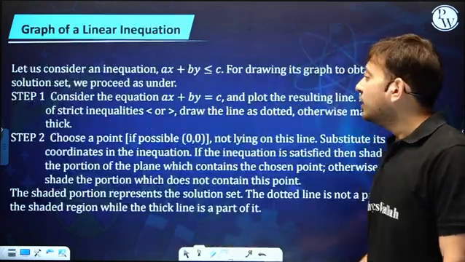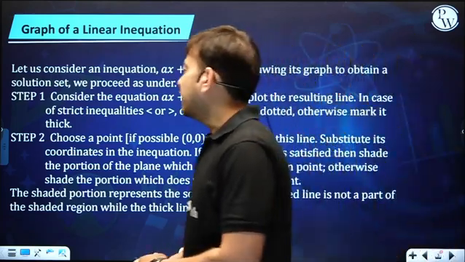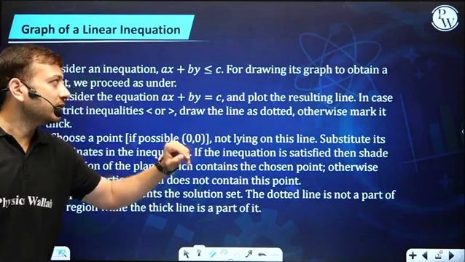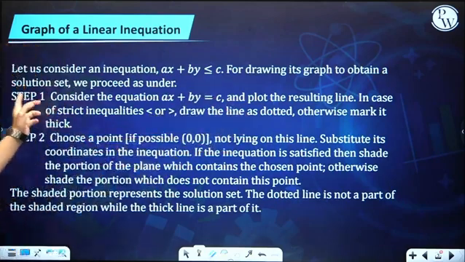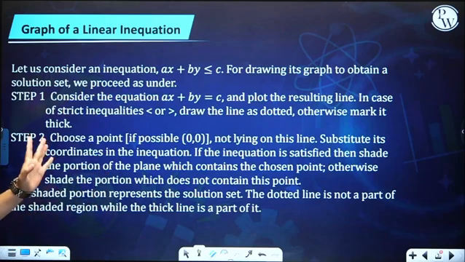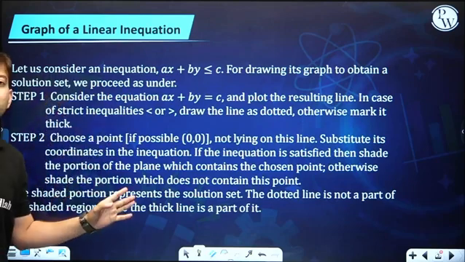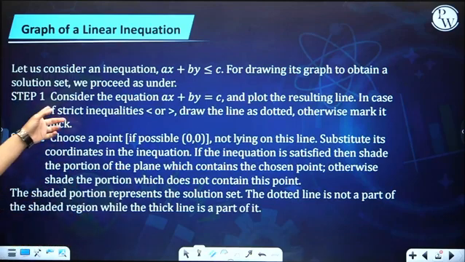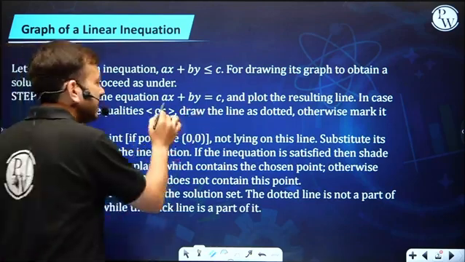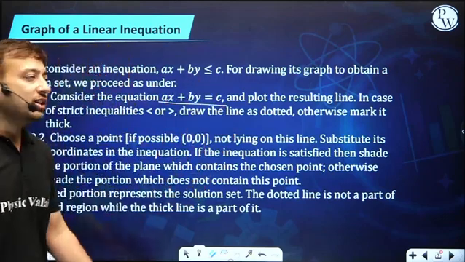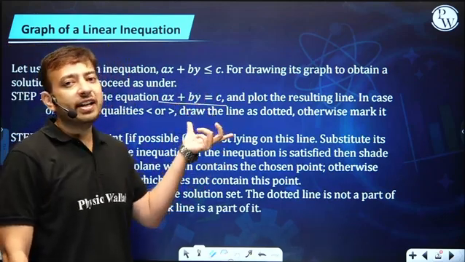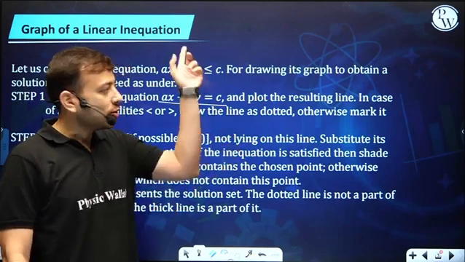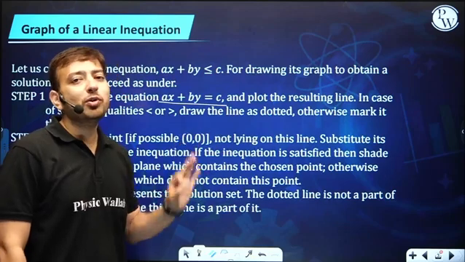Okay, so how do we proceed in this? Let us consider an inequation. Suppose an inequation is given. For drawing its graph, to obtain a solution set, we proceed as follows. I have given everything in notes form so that you can go through it in a very short and precise way. Step 1: consider the equation. To plot this inequation, we remove the inequality and take it as a standard linear equation. So it will become a straight line, and it is very simple to plot any straight line.